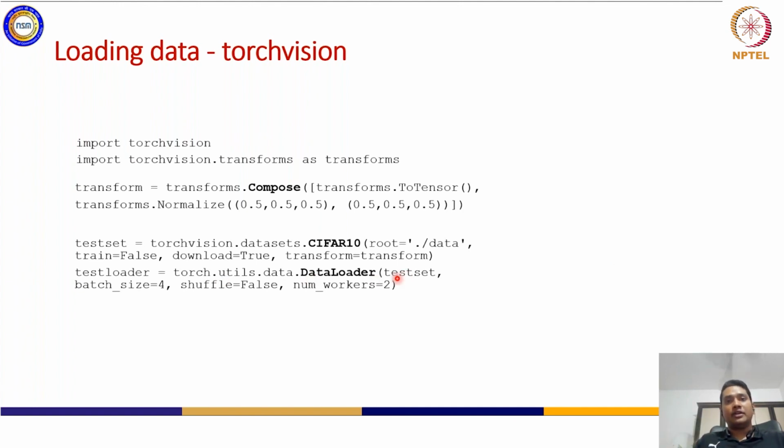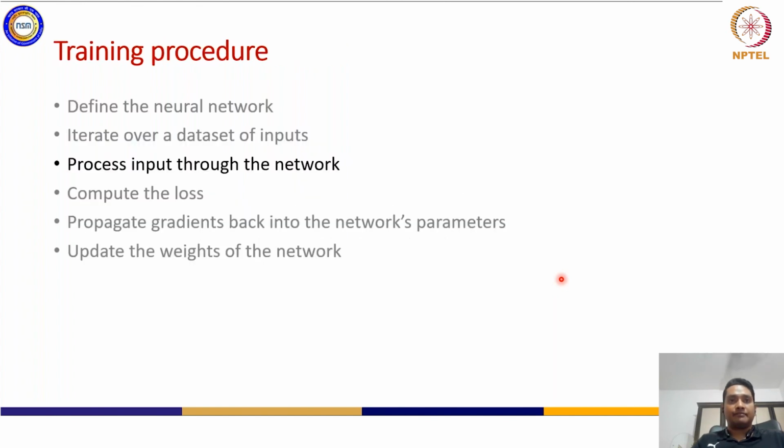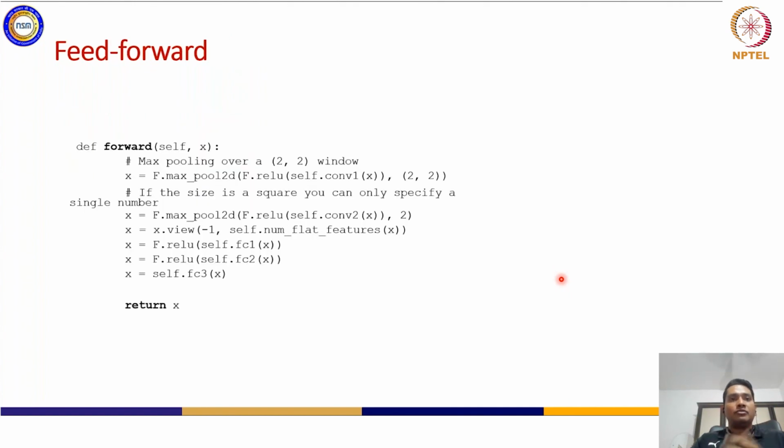So basically, we are using the data set which we have defined with the specific transformation, and then the batch size, shuffle equal to false, because for the test you do not need to shuffle your images. If you want to, you can, and also you can define the number of workers depending on the configuration you have for your system. And then you want to process the input to the network. And how you want to process the network is through this feed-forward function. This feed-forward function we have defined.